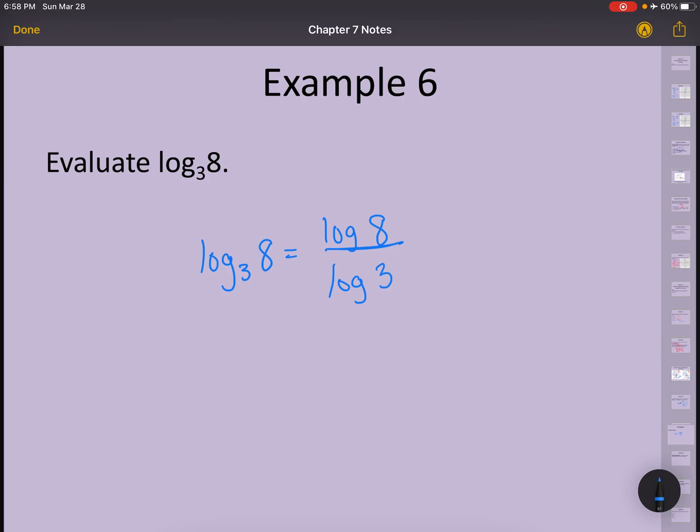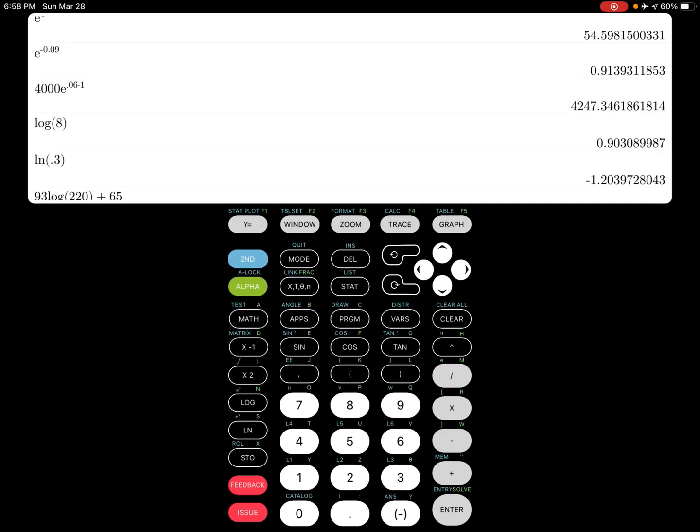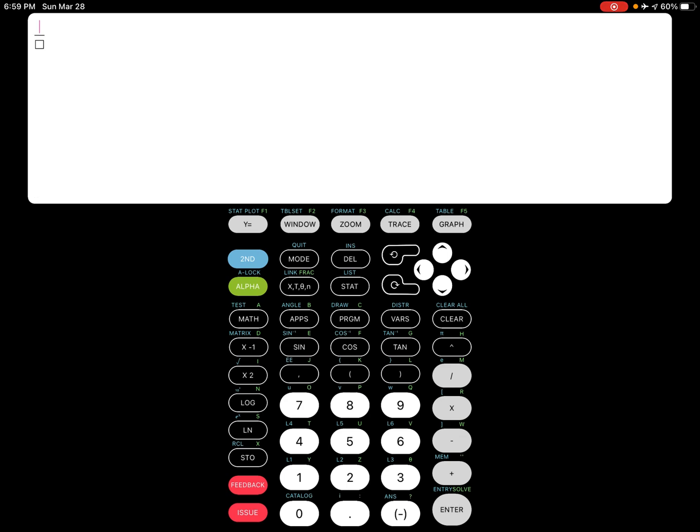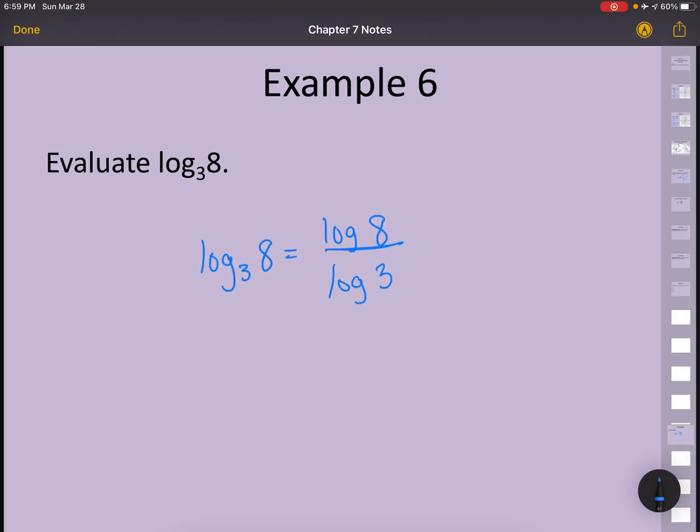And if we put this in the calculator, I got the regular logarithm of 8 over the logarithm of 3, and it's approximately 1.893 if we round it off. So approximately 1.893.